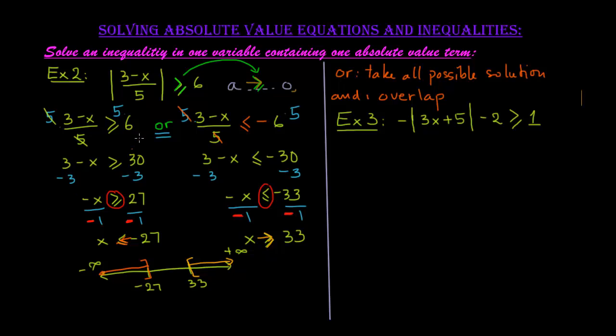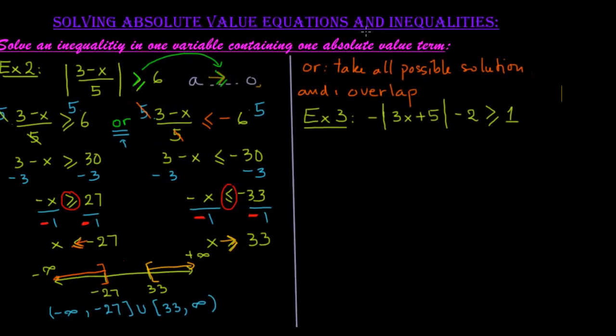As we see, in the OR problem, with the OR, we take all possible solutions. So I'm going to take all of what we have here. We start from negative infinity all the way to negative 27, and a bracket, union, to connect the second part, we have positive 33 going all the way through positive infinity. And that is my answer for example 2.